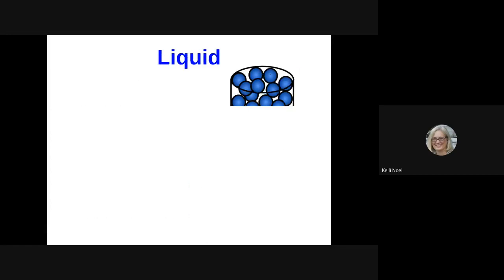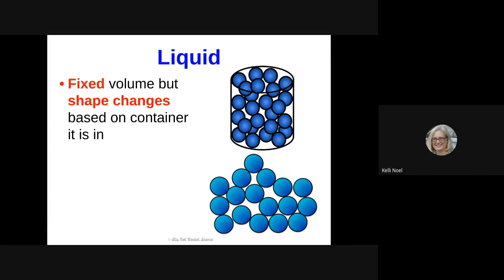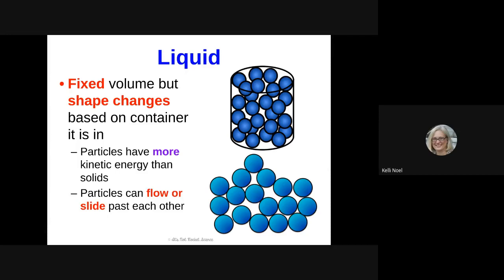Good, Ricky? All right, liquids. Notice how there's a little more space in between these. The volume is fixed. So you have a set volume, but the shape is going to change depending on what container it's in. There's going to be more kinetic energy than solids, and notice there's space in between, it's not a set rigid pattern, they can move a little more freely. And so we call their movement kind of a flow or slide past one another. And so that's how we look at liquids.